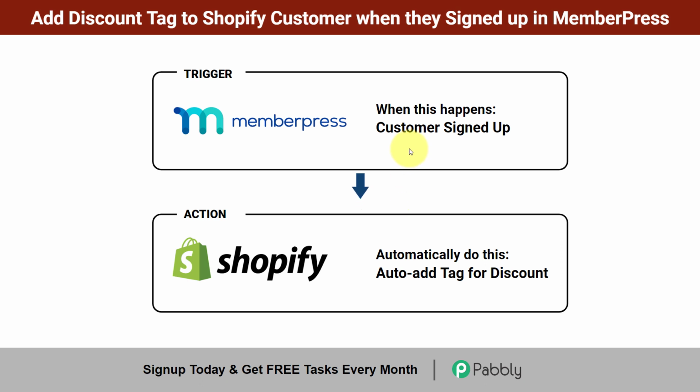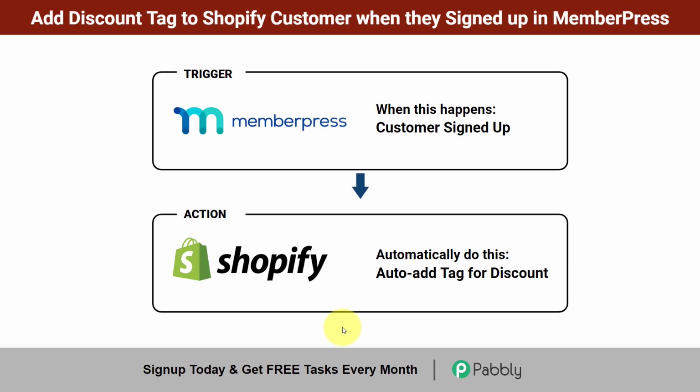So what will happen is, every time a customer signs up here, firstly the automation will check whether this customer is an existing customer of Shopify or not. If the customer is an existing customer, it will automatically assign that discount tag into the customer's profile so that the customer can easily access that discount in his Shopify account.